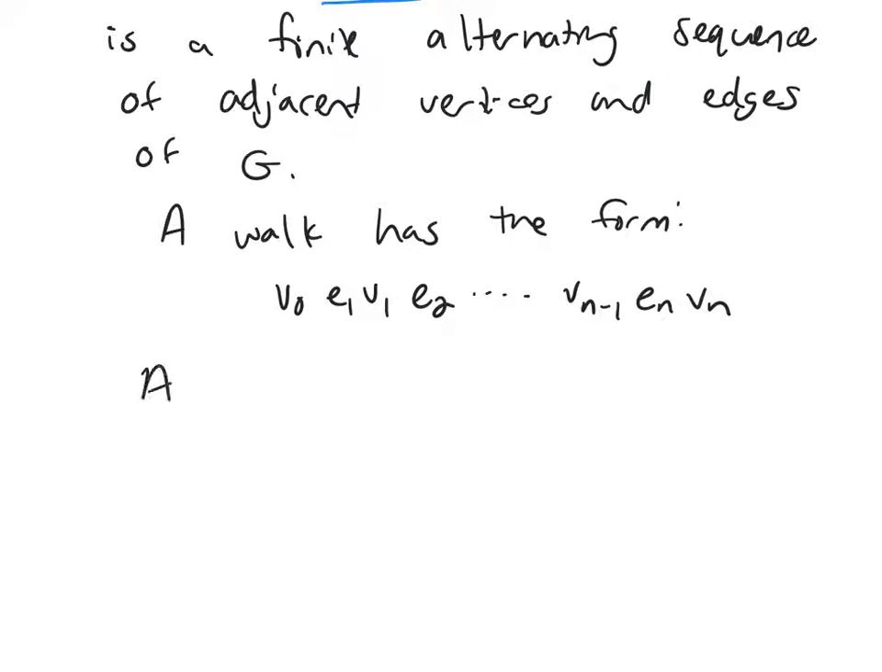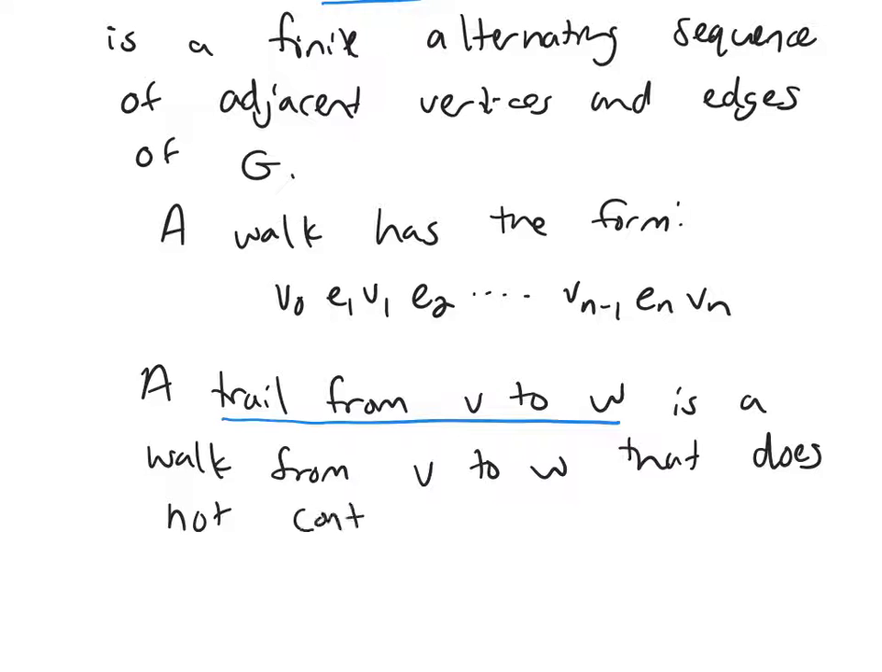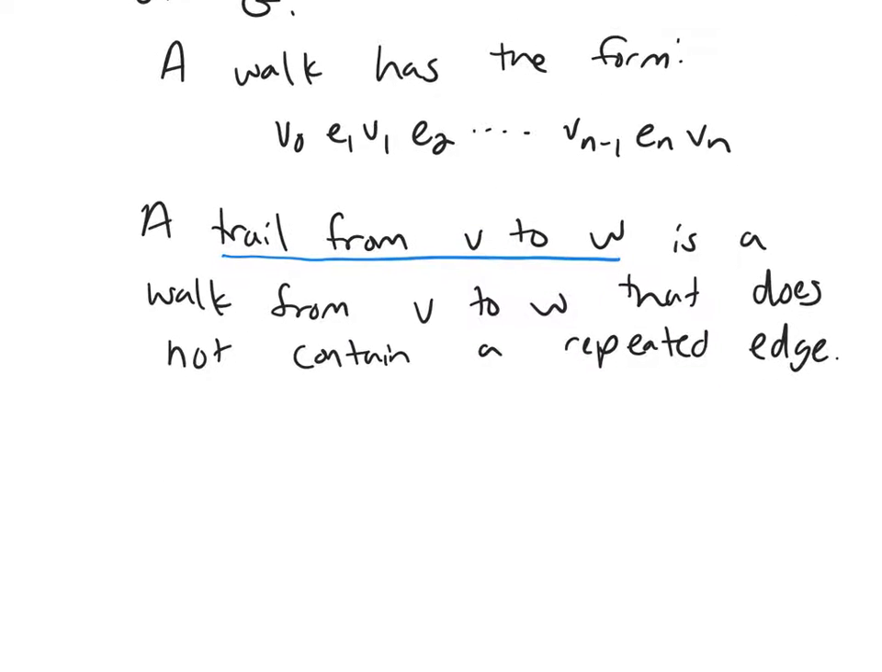A trail from V to W is a walk from V to W that does not contain a repeated edge. So trails do not have repeated edges.